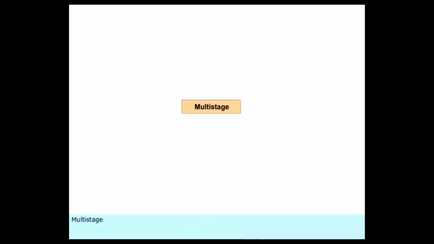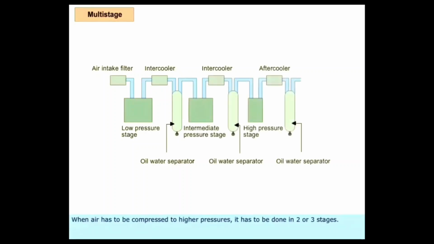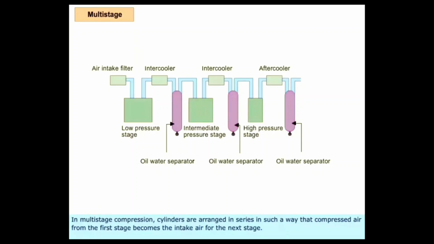Multistage. When air has to be compressed to higher pressures, it has to be done in 2 or 3 stages. In multi-stage compression, cylinders are arranged in series in such a way that compressed air from the first stage becomes the intake air for the next stage.